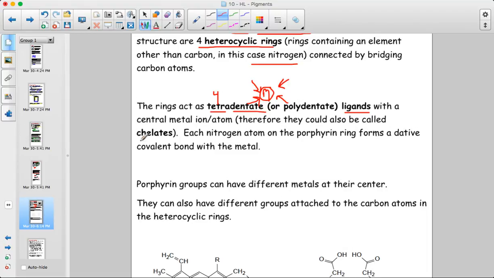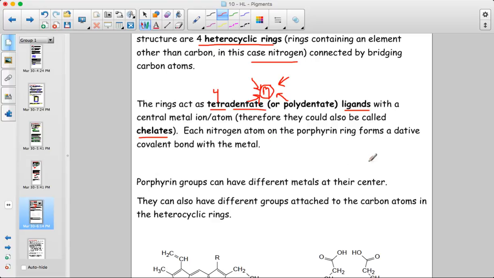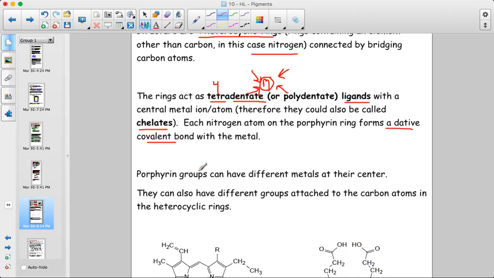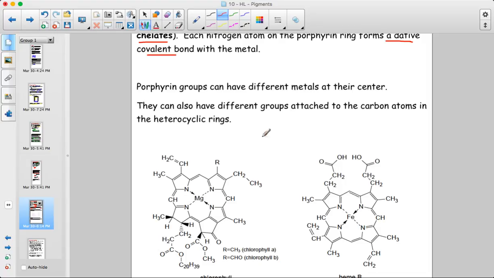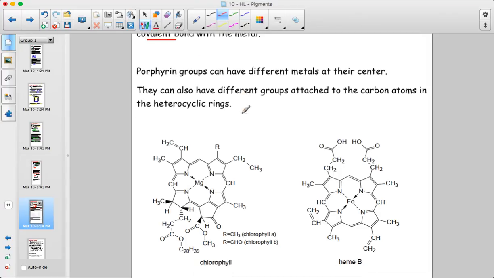They can also be called chelates because of the number of dative covalent bonds they're forming with the ligand. So each nitrogen atom on the ring forms 1 dative covalent bond with the metal, and because there are 4 nitrogen atoms, they end up forming 4 covalent bonds with the metal. Porphyrin groups can have different metals at their center. They can also have different groups sticking off to the side.